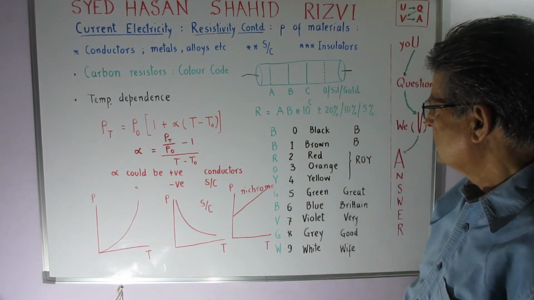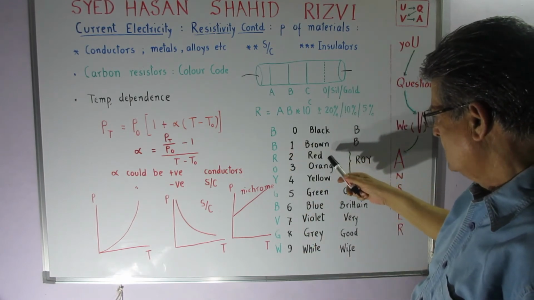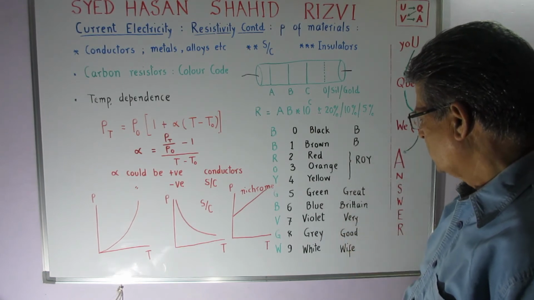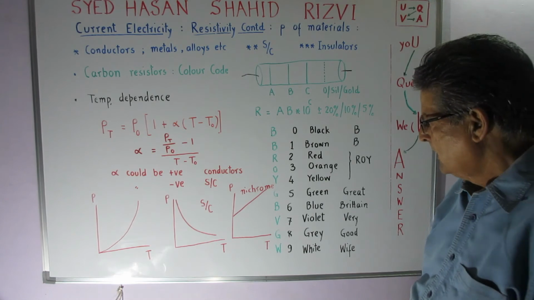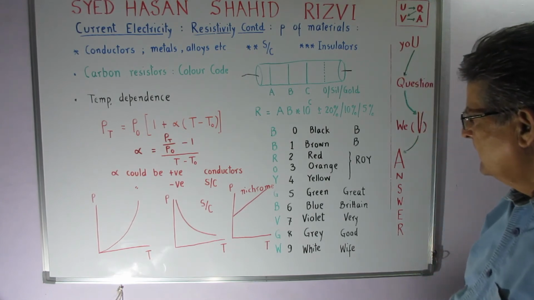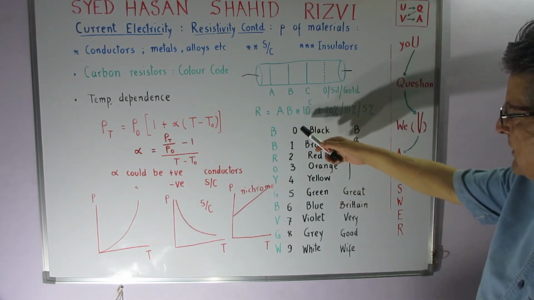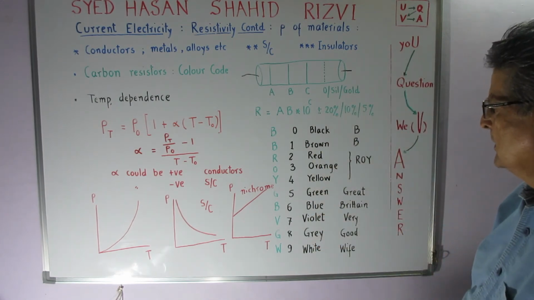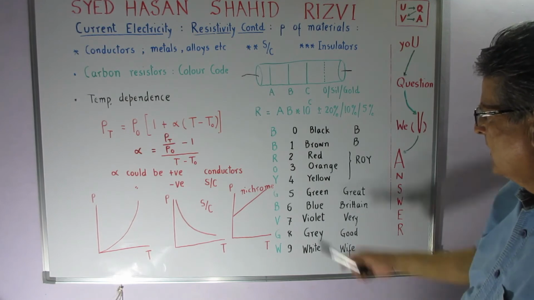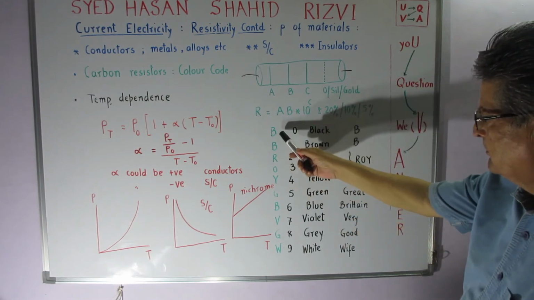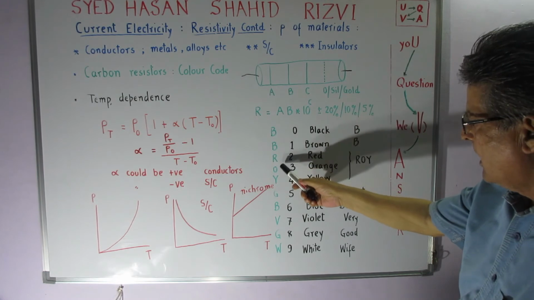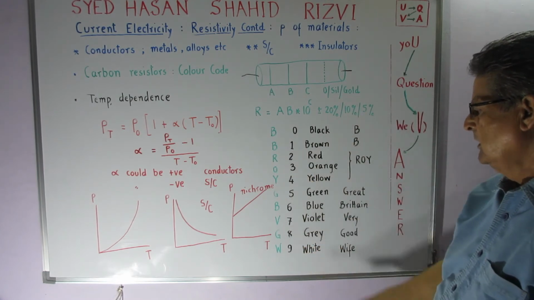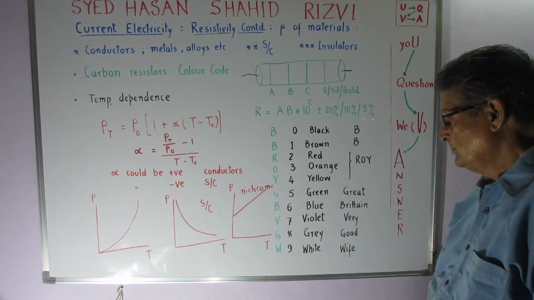Here the colors are black, brown, red, orange, yellow, green, blue, violet, grey and white. And they indicate numbers 0, 1, 2, up to 9. Okay. Black, brown, red, orange, yellow, green, blue, violet, grey and white. Okay.